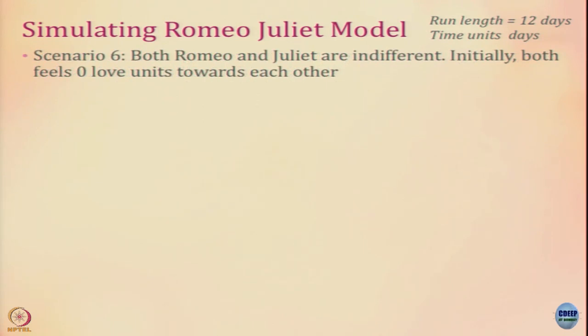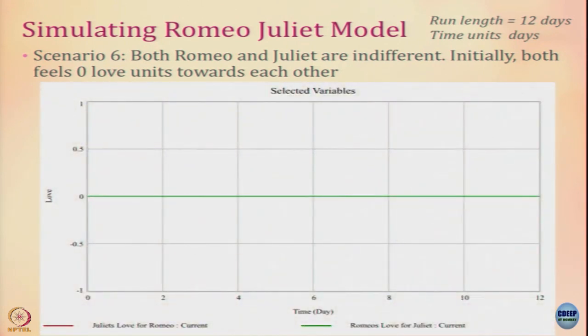So expanding that, if both Romeo and Juliet are indifferent, that is both feel zero love units, that means the initial stock is zero. So net change is also going to continue to be zero. So they are going to continue to be indifferent to each other, right. But this is a very unstable equilibrium. Even if one feels some amount of liking for the other person, you are going to start off a reinforcing loop, or a classical love story is going to start, right.